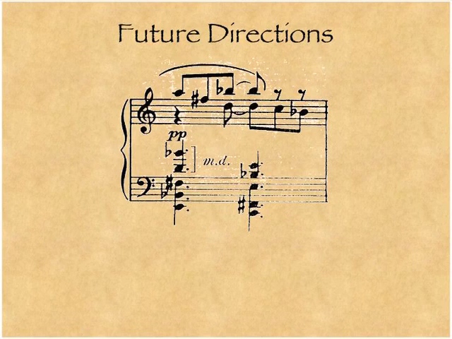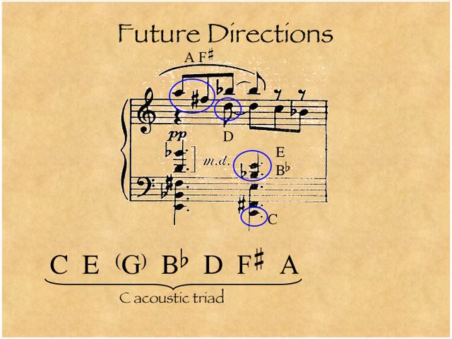Scriabin also occasionally explores the possibility of chord inversions in the Seventh Sonata. Here, the underlying harmony is the C acoustic triad. However, the chord on beat 1 is an inversion of this triad with E on the bottom. While most of the chords in the Seventh Sonata are in root position, Scriabin would experiment further with triadic inversions in his later works.